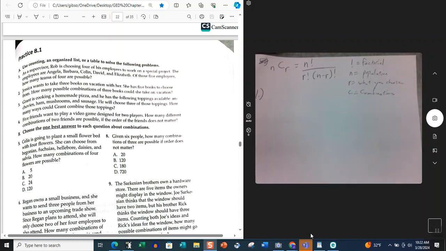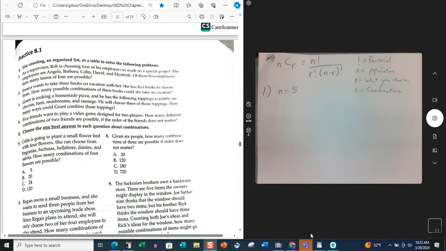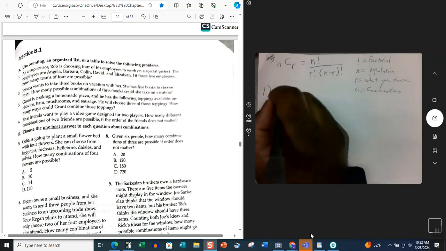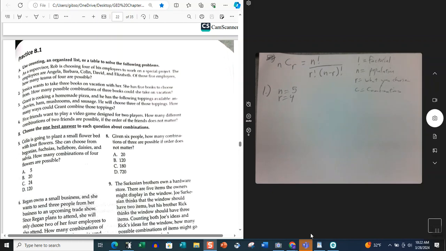It says, as a supervisor, Rob is choosing 4 of his employees to work on a special project. The employees are Angela, Barbara, Colin, David, and Elizabeth. So he has a population of these 5 people. Of those 5 employees, how many teams of 4 are possible? So our population is 5. That's what you're choosing from. Our R is what you want to choose. You want to do teams of 4.